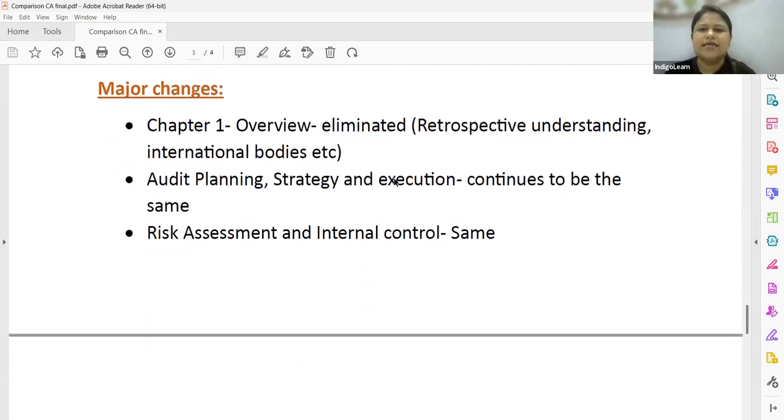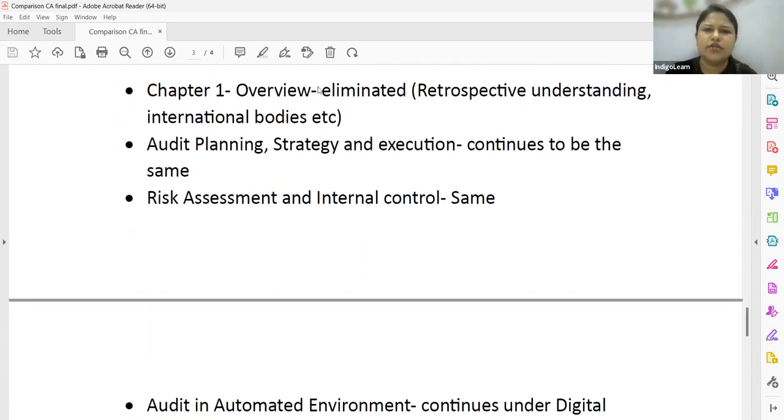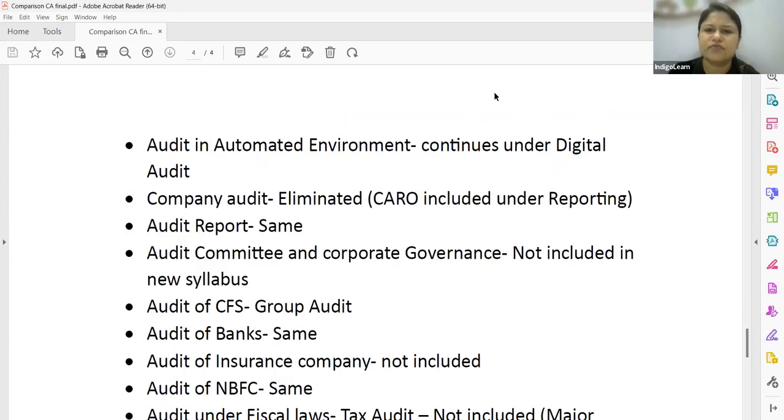Okay. Then just for a quick recap, with the comparison that we can do with the earlier one, I told you chapter 1, overview of the earlier syllabus, has been removed completely. Audit planning will continue to remain the same. Risk assessment, internal control, absolutely no change. There is going to be the same thing. When you talk about audit in an automated environment, it is only brought under digital audit. Company audit has been eliminated. That, as you can see, is removed from the syllabus.